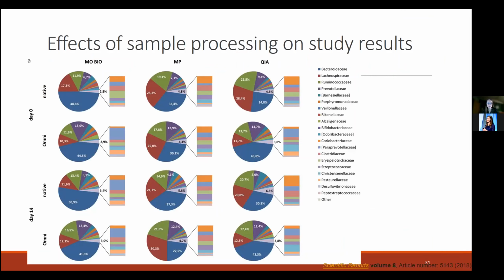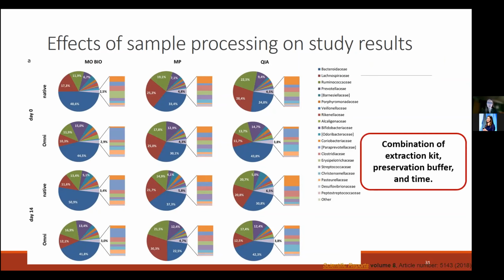As I see my time of the lecture is ending, I will try shortly to also highlight the effects of sample processing on the study results. So here we see a combination of extraction kit, preservation buffer, and time. Each column is a different extraction kit, so you can see the name here.